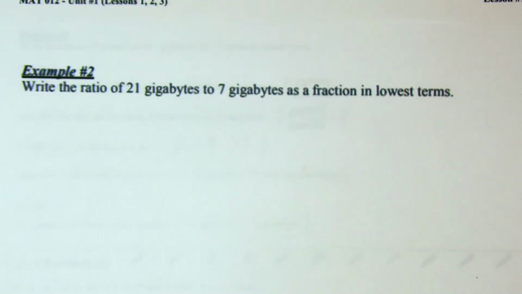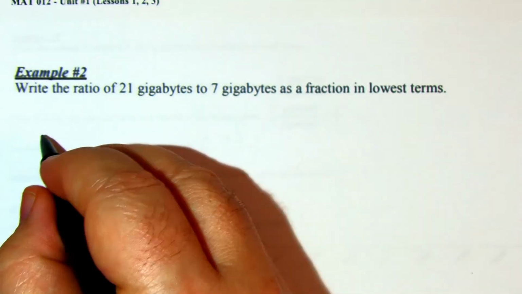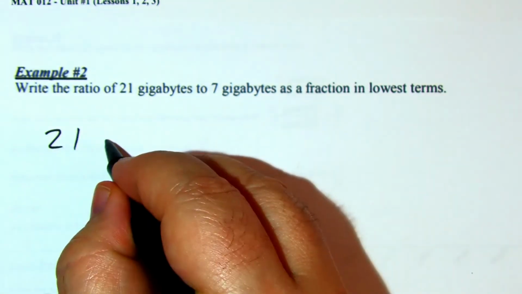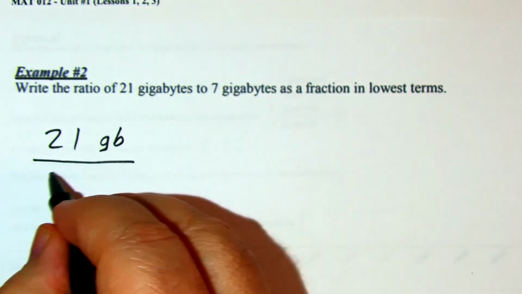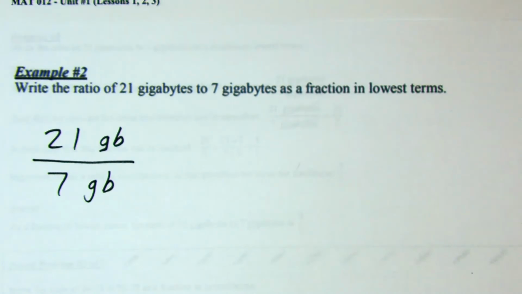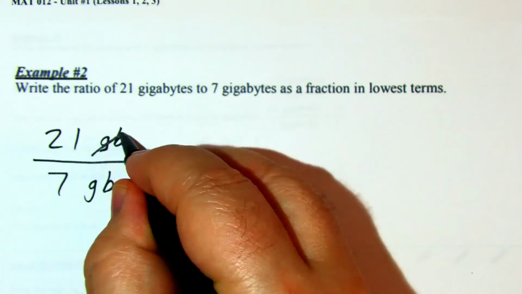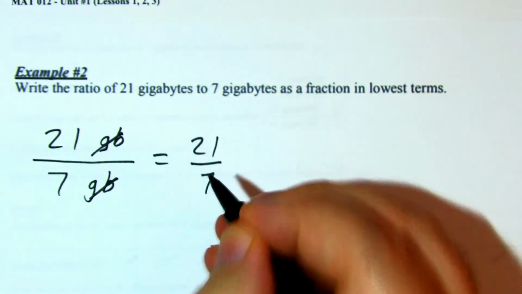Top of the next page is example 2. And let's go through this one. This one has units, and you still just start out by, I'm going to call them GB for gigabytes. You could put the whole word there if you want. Over 7 gigabytes. And in this case, the units happen to be the same. And so we can cancel the units and keep only the numbers.